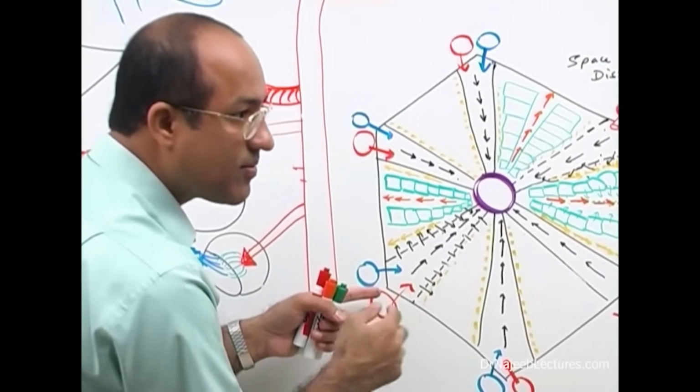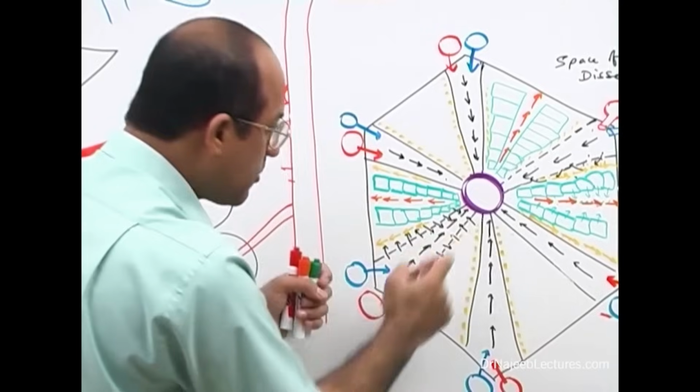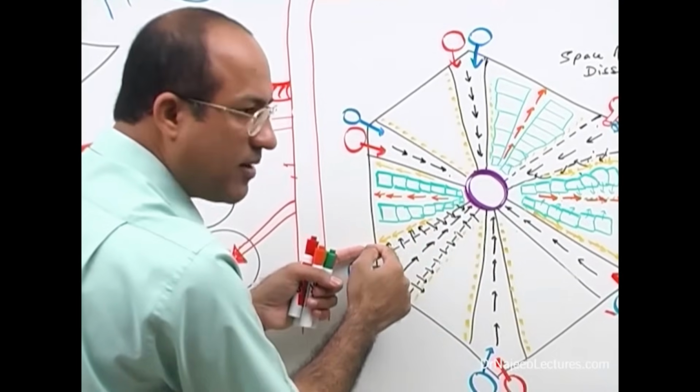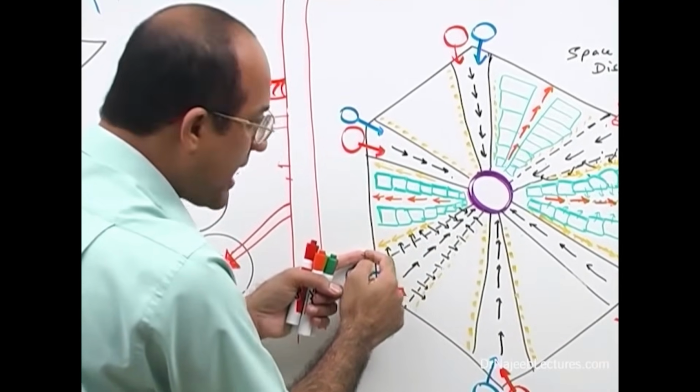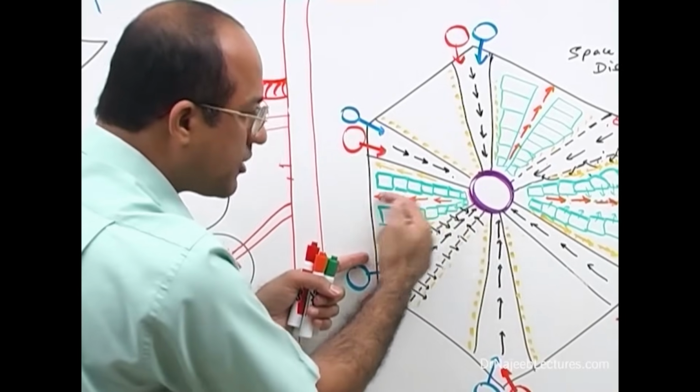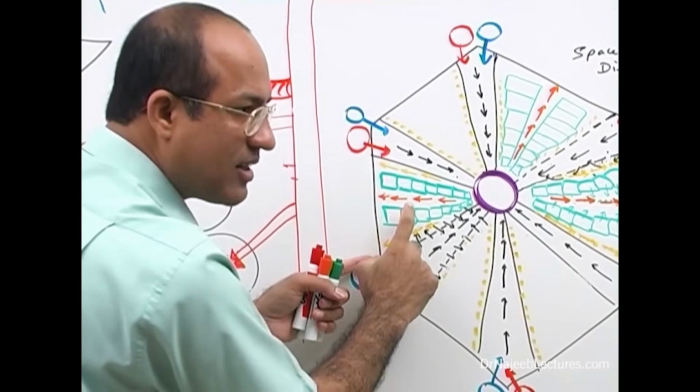So movement of the blood is from periphery to the center. This is called centripetal flow. And movement of the lymph is from the center to the outward, and movement of the bile is also from center to the outward, and this is called centrifugal flow.